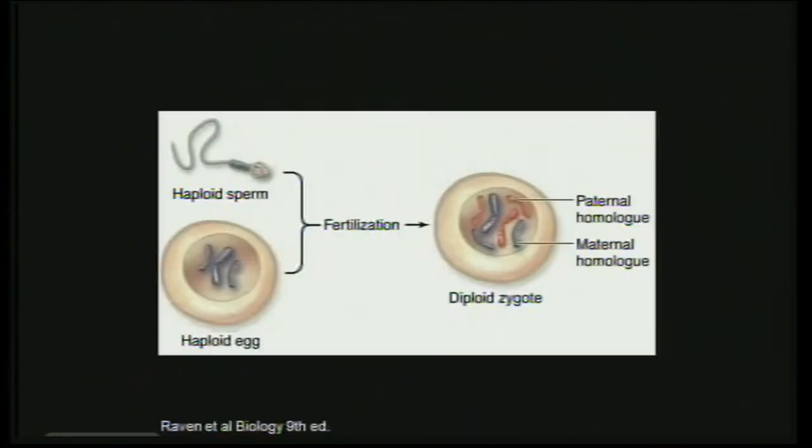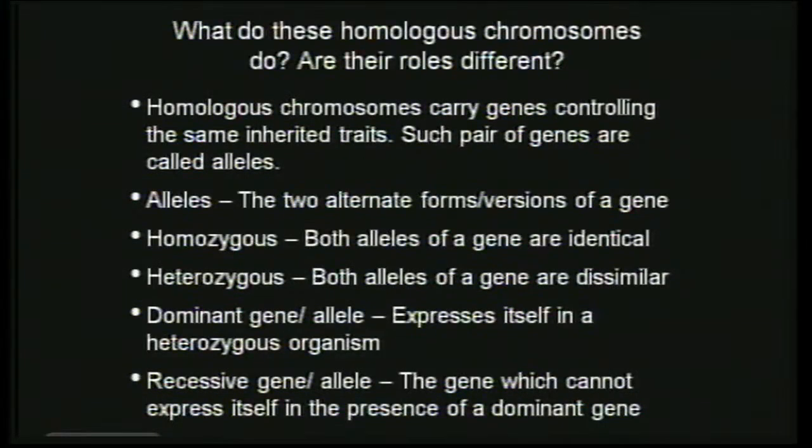So let's go to the homologous chromosomes. And what are alleles, you know? Because we have been talking about alleles, let us recap again. As we said, they are genes. Genes can be present in different forms, different versions. The different versions of these genes are called alleles.